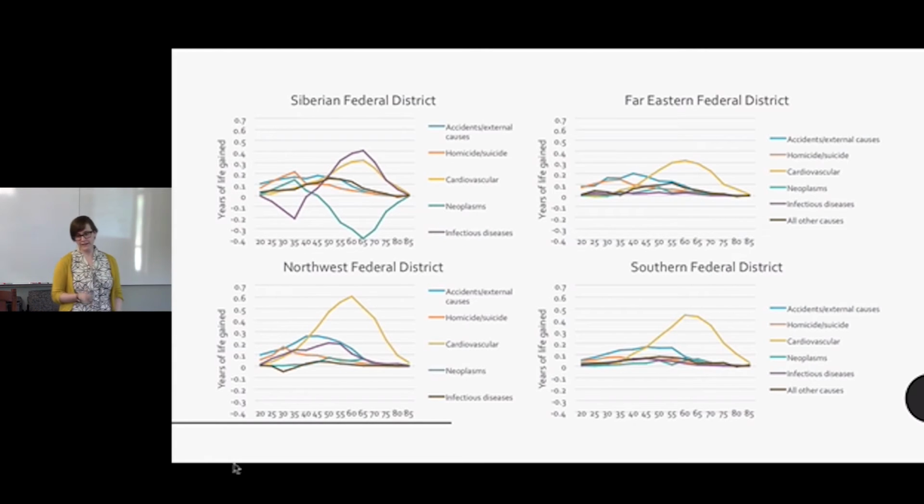Okay. Finally, I wanted to show what the decompositions look like within each district. So this is by age, by cause, by district. And we can see some similarities and some differences here. Everybody's got this sort of high, somewhat later peak for cardiovascular, and an earlier, smaller peak for accidents. But here in the Far East, things haven't improved quite as much, right? In the South, a lot more of the improvement is from cardiovascular.